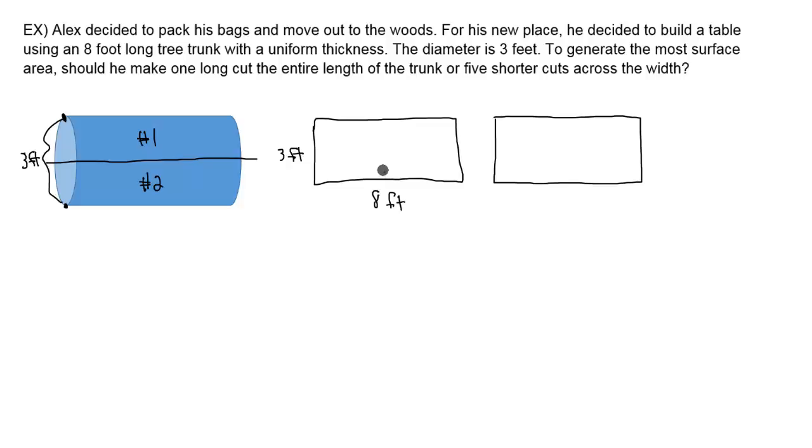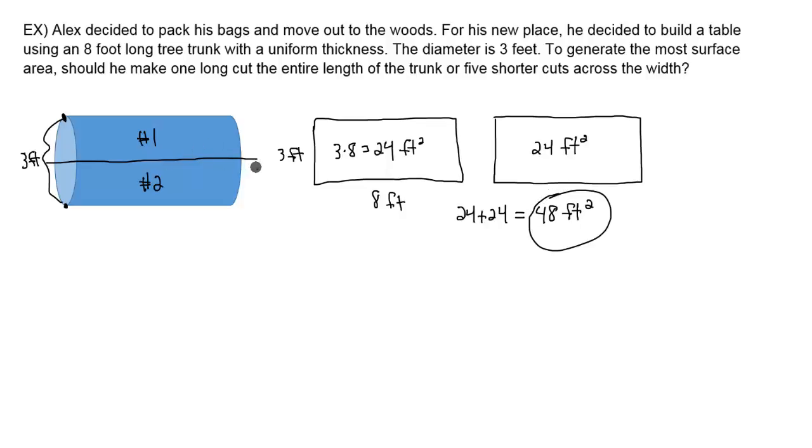Well, that's going to be length times width, so all we have to do is take 3, multiply it by 8, and that's going to give us 24. Remember, that's in feet, and it's the area, so it's feet squared. Well, because these two rectangles are identical, this one's also going to be 24 feet squared. And then we add those two surface areas together because it's going to be one big long table. So 24 plus 24 is equal to 48 feet squared. And this is going to be your total surface area if you cut that tree trunk in half long ways.